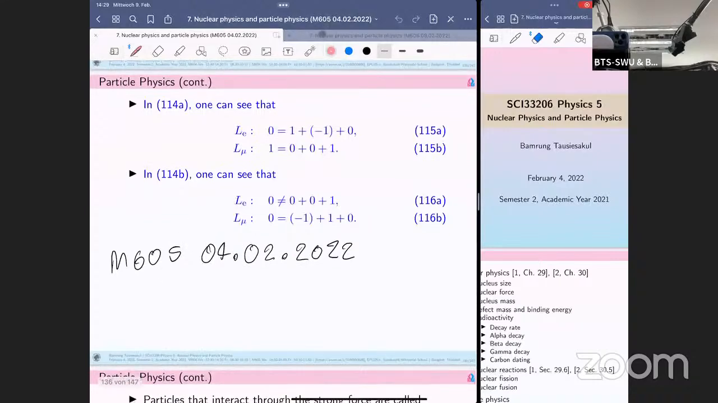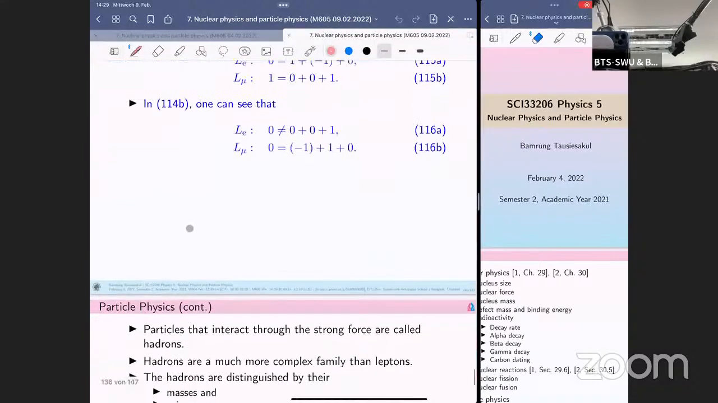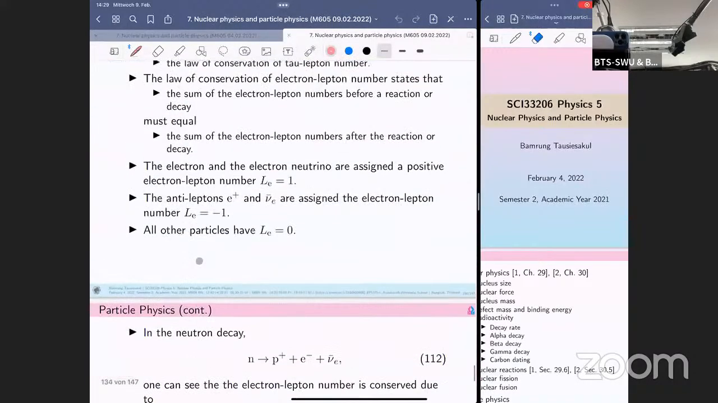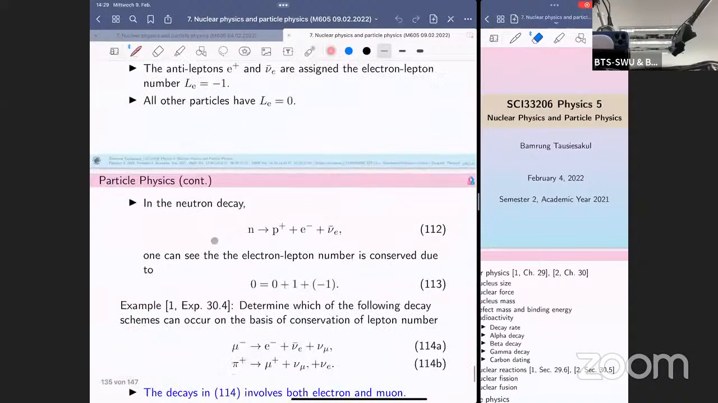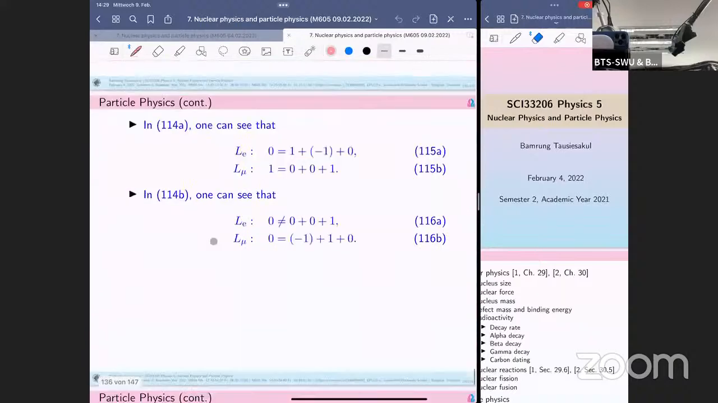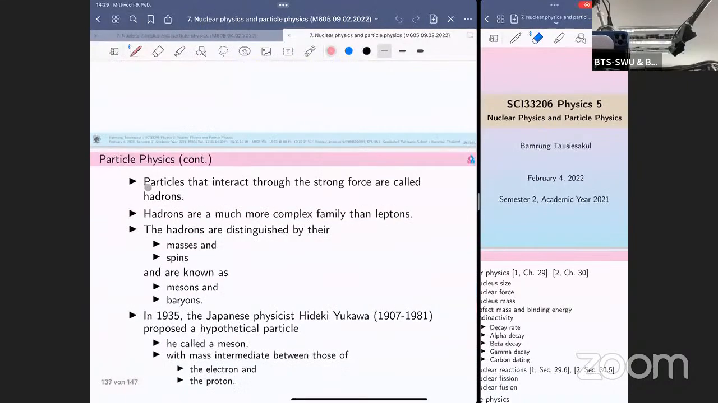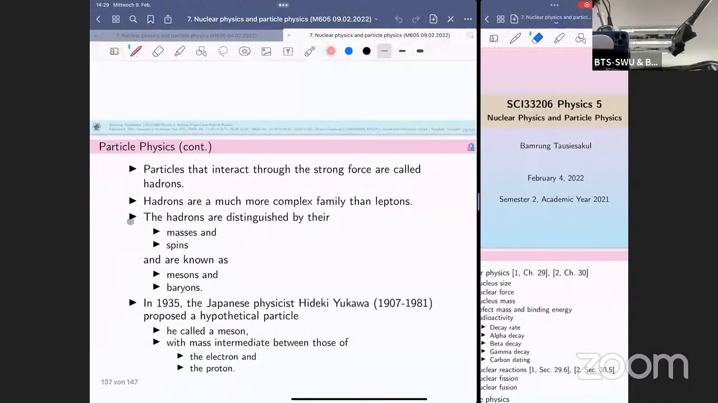So let's switch to the new file because something has been corrected, and that's this one here. Okay, LE is equal to -1. You have been familiar with the lepton number, right? Particles that interact through the strong force are known as hadrons. Maybe I have already talked with you about this story, but anyway, we will repeat it again.